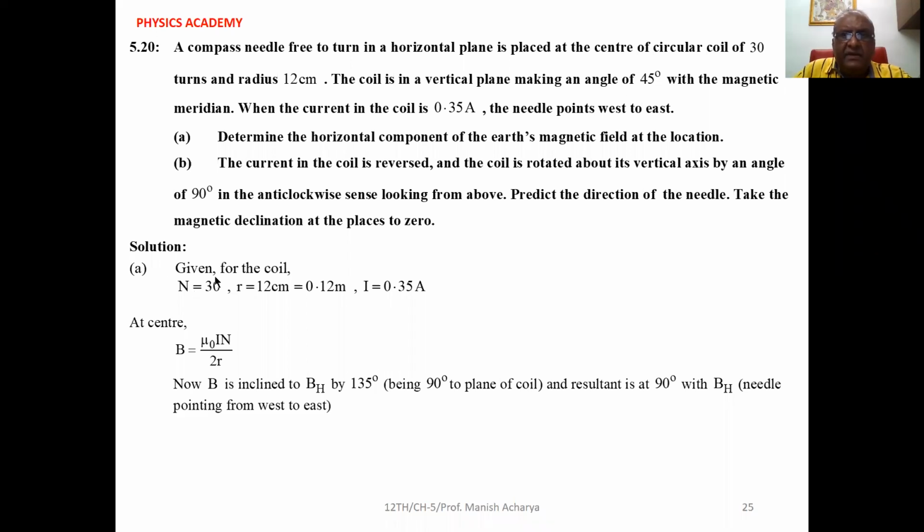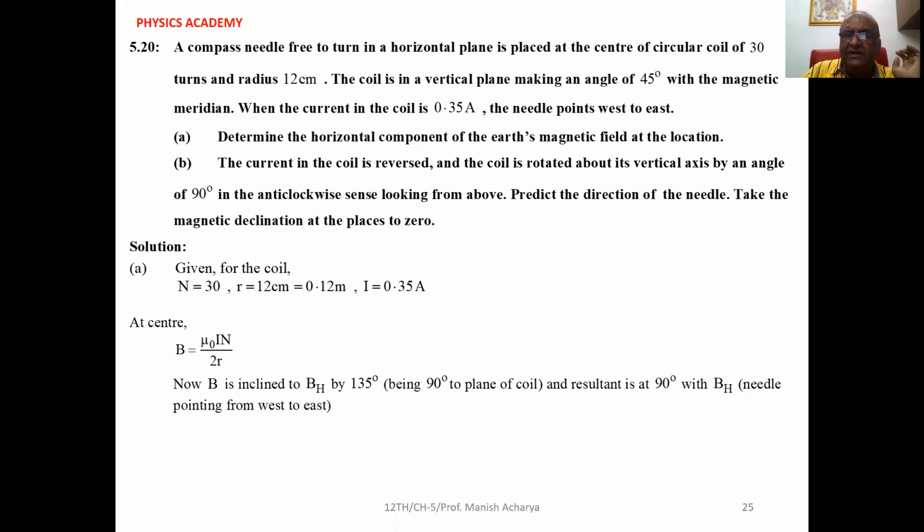Now see, the total number of turns in the coil that is given to you is 30, the radius of the coil is 12 centimeters, so 0.12 meter, and the current passed through it is 0.35 ampere. Now the magnetic field produced by the coil at its center will be along the axis of it, and that is B equal to mu 0 I N upon 2R.